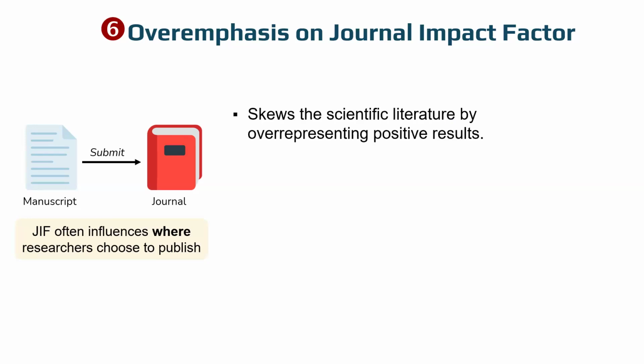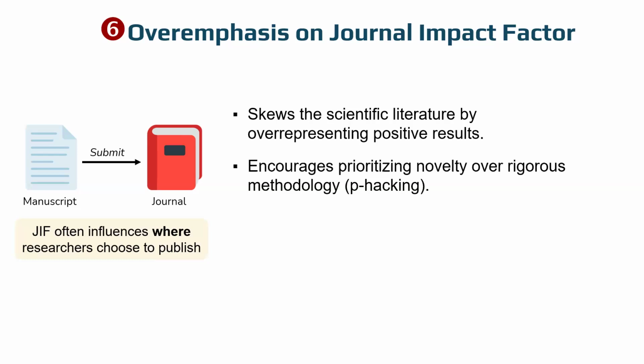So what this does is it skews the scientific literature by over-presenting positive results, because those studies that do get published in those high impact factor journals are the positive results. And we all know that negative results are results, and they are important results, as important as the positive results. But what you see is that the positive results are the results that get published in journals with high impact factors. And what this does is that it encourages prioritizing novelty over rigorous methodology.